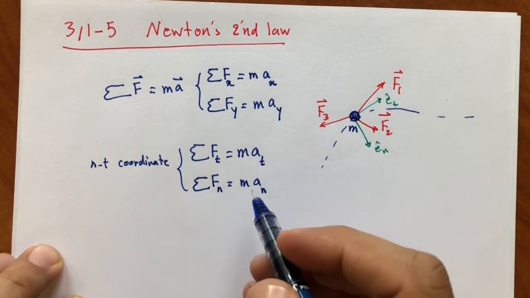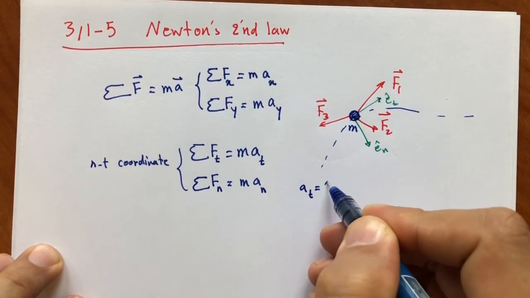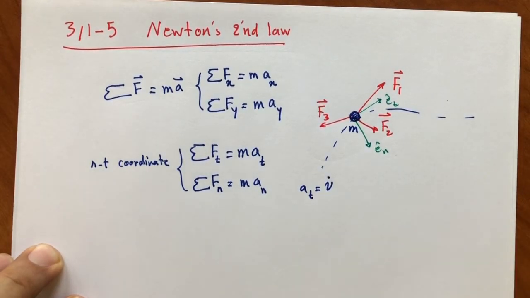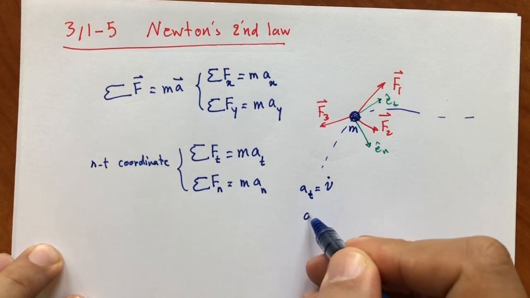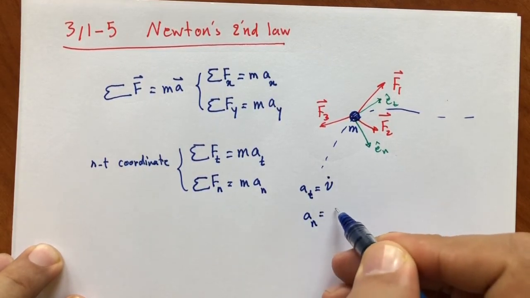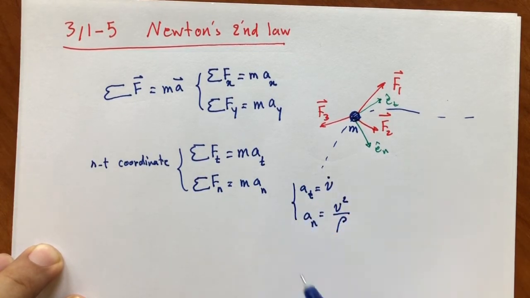Just to remind you from the previous chapter, acceleration in the tangential direction is equal to the change in the speed with respect to time, or v dot. And acceleration in the normal direction is equal to velocity squared divided by the radius of curvature.